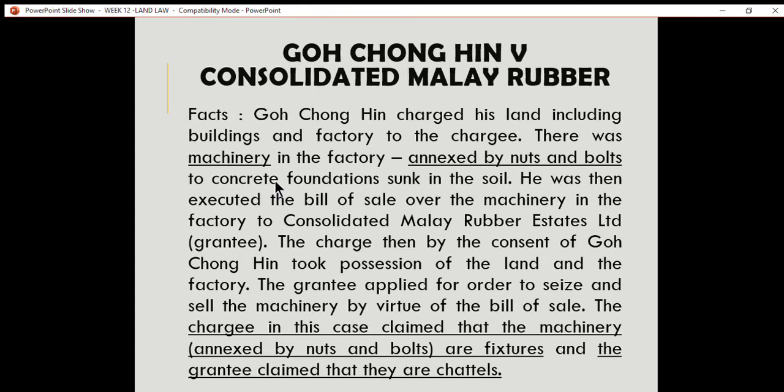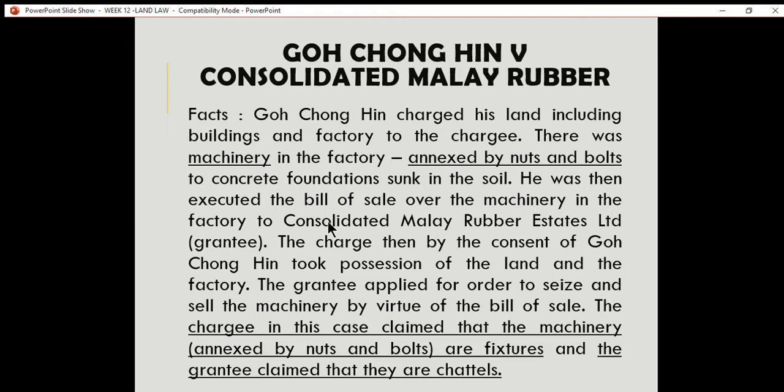Example of a case, we are going to look into a Malaysian case, Goh Chong Hing against Consolidated Malay Rubber. In the facts of the case, Goh Chong Hing charged his land, including buildings and factory, to the chargee. The chargee here is a bank. There was machinery in the factory, annexed by nuts and bolts to a concrete foundation sunk in the soil. He then executed a bill of sale over the machinery in the factory to Consolidated Malay Rubber Estates Limited, known as the grantee. So the owner wants to sell the machinery in the factory to the Consolidated Malay Rubber Estates.